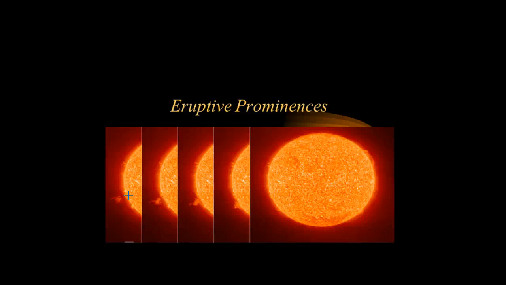Now, how does that affect Earth? Well, eruptions of this sort can produce three major disruptions in the Earth's near atmosphere. One, it can affect communications. Two, it can affect navigation systems. And three, it can even affect power grids.